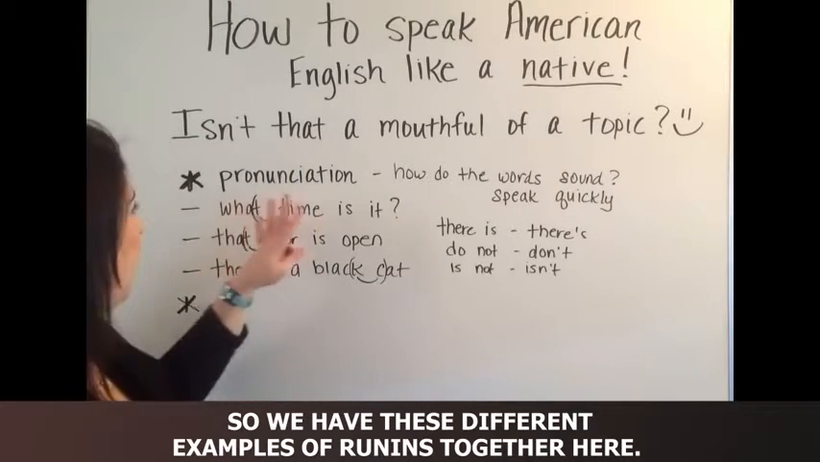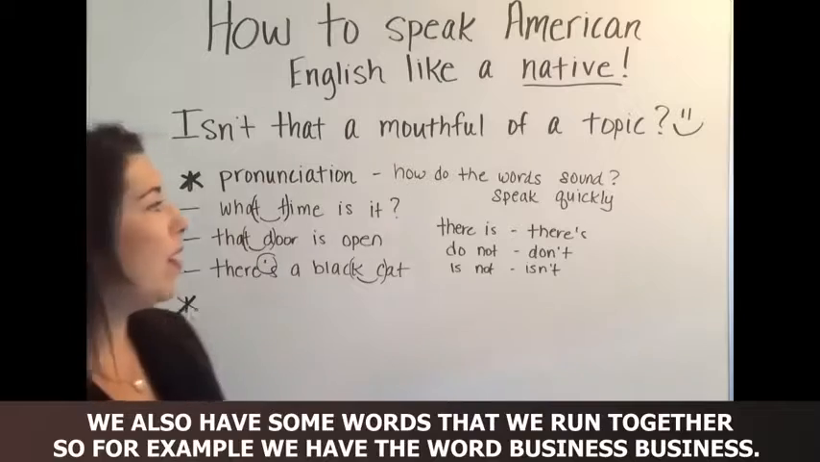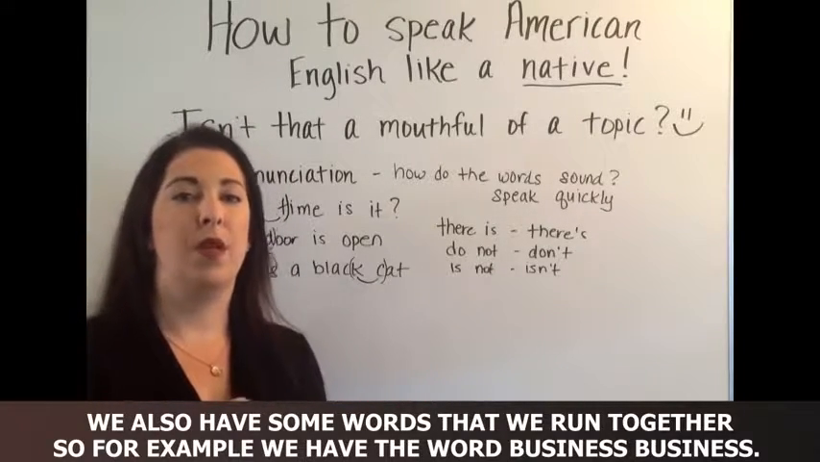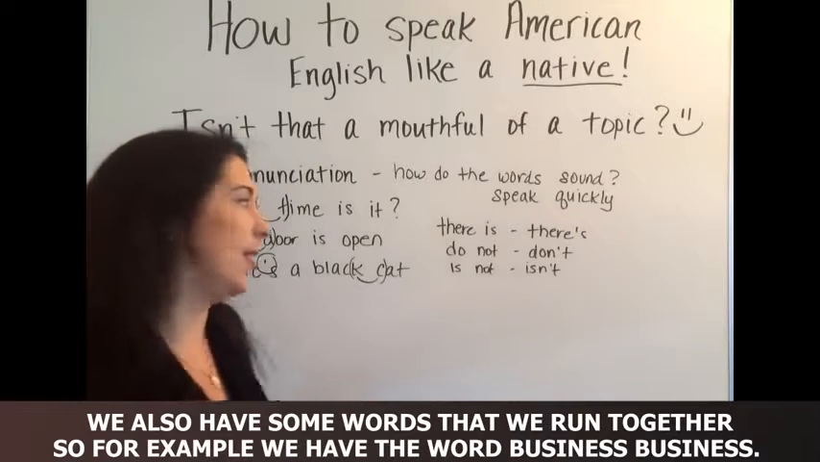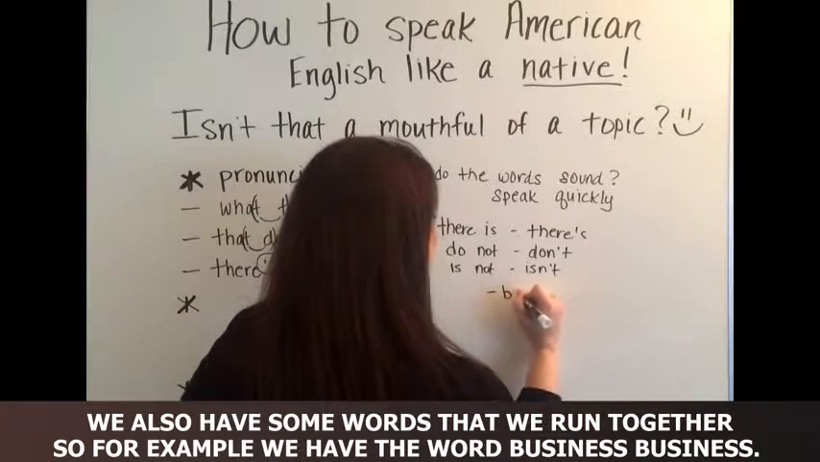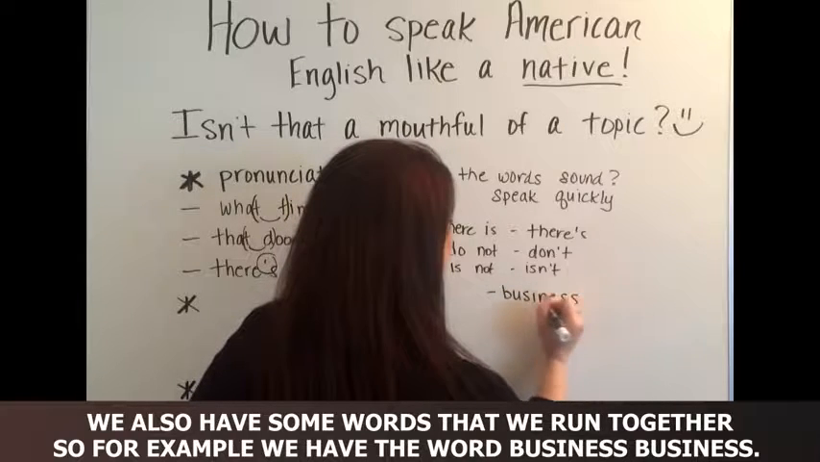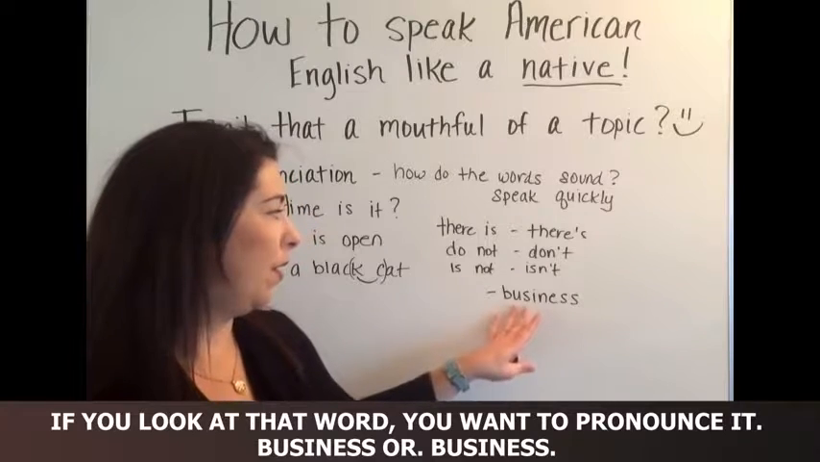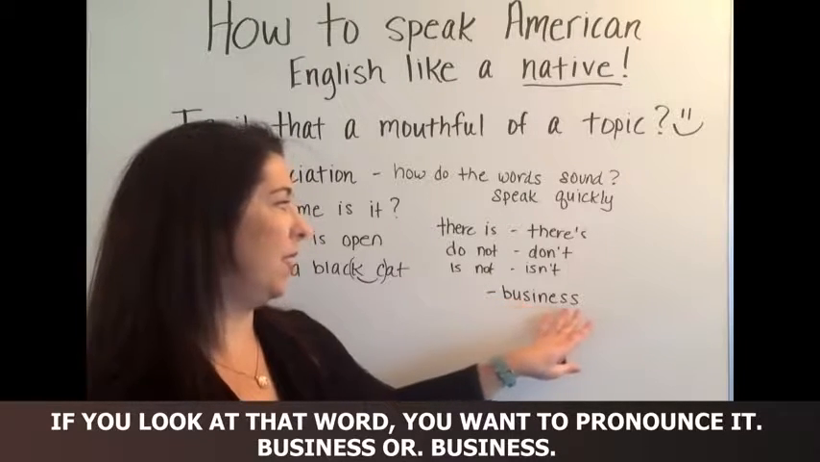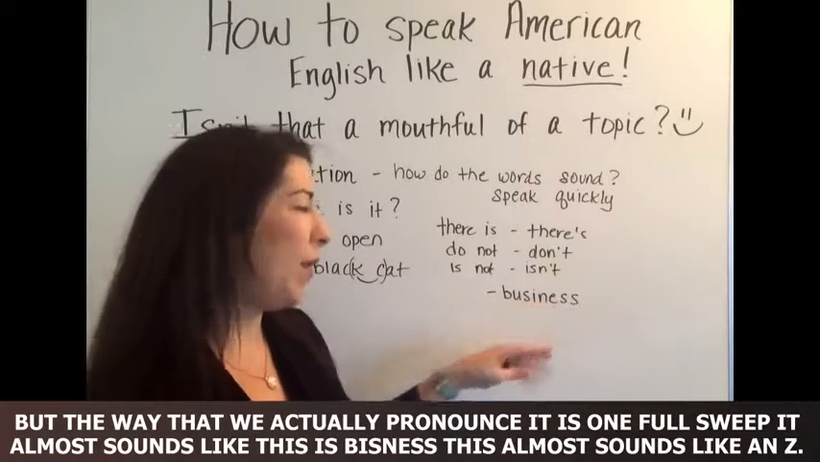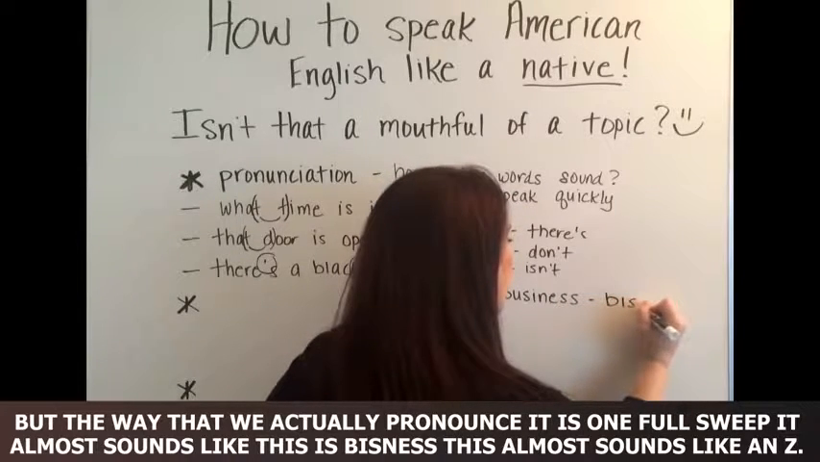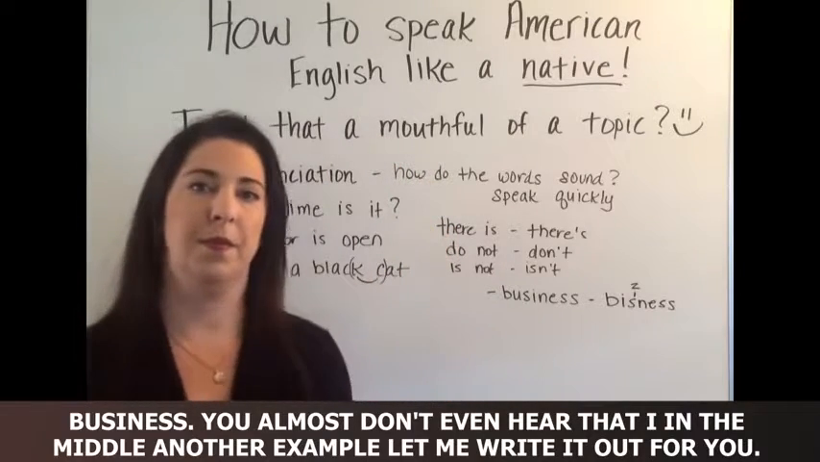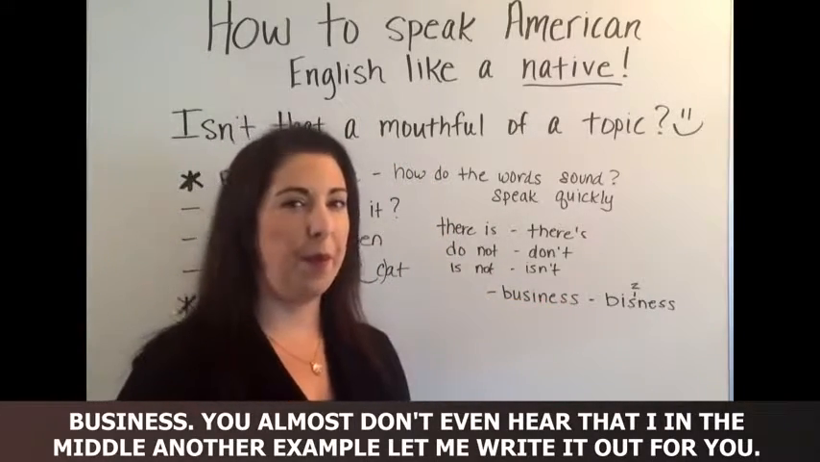So we have these different examples of run-ins together here. We also have some words that we run together. So for example, we have the word business. If you look at that word, you want to pronounce it "busyness" or "business." But the way that we actually pronounce it is one full sweep. It almost sounds like this: business. This almost sounds like a Z. Business. You almost don't even hear that I in the middle.